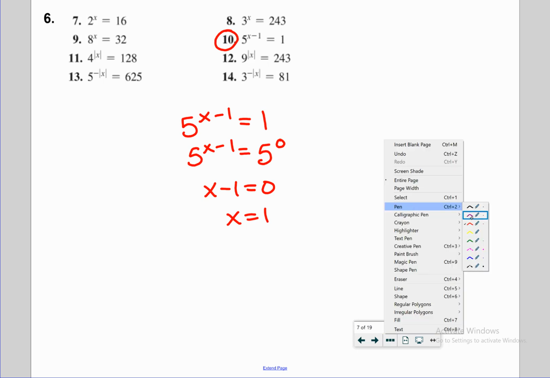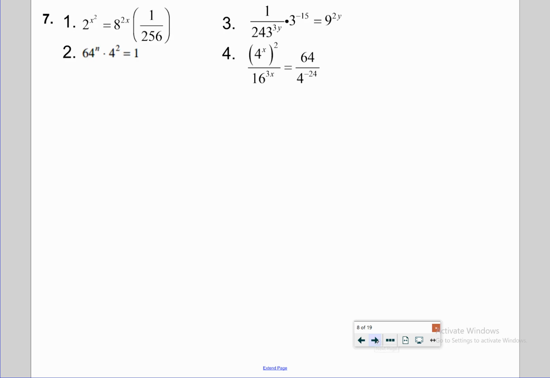All right, let's try number 7. This is my favorite problem. Pick a number. 3. All right, 1 over 243 to the 3y power times 3 to the negative 15th equals 9 to the 2y.